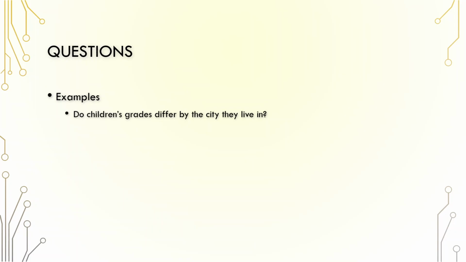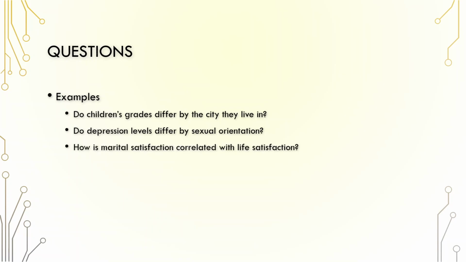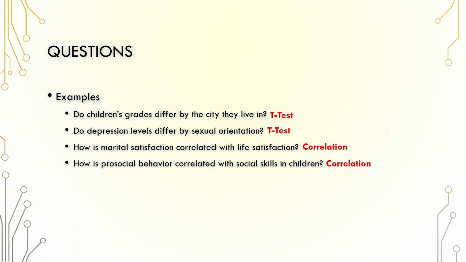So here are some example questions, and we used these examples when we talked about correlations and t-tests. For example, do children's grades differ by the city they live in? Do depression levels differ by sexual orientation? The way I've phrased those questions, we'll mention in a second what types those are. You could also ask, how is marital satisfaction correlated with life satisfaction? And how is pro-social behavior correlated with social skills? We used those first two when we talked about t-tests, and the last two with correlations.